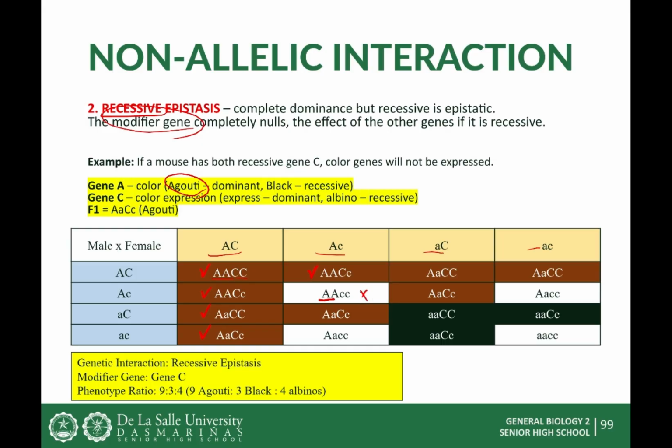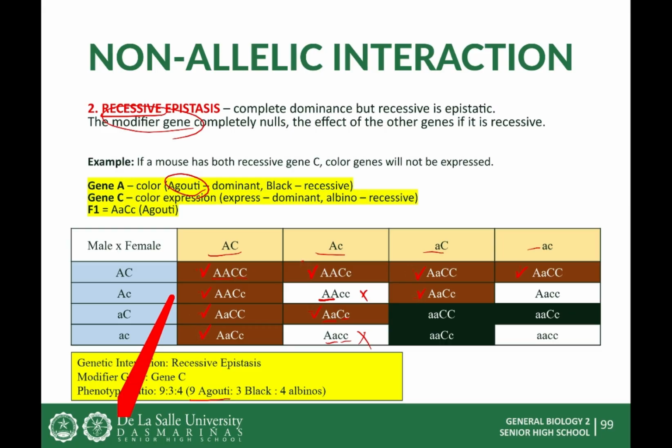Therefore, no. Now we have this kasi both of them are recessive. Both of them are heterozygous. Then we have here heterozygous and recessive. Again, if the gene C or A is recessive, the agouti will not come out. So therefore, no. Here is also agouti, agouti, and agouti. And giving you a 9 agouti. Let's count 1, 2, 3, 4, 5, 6, 7, 8, 9.